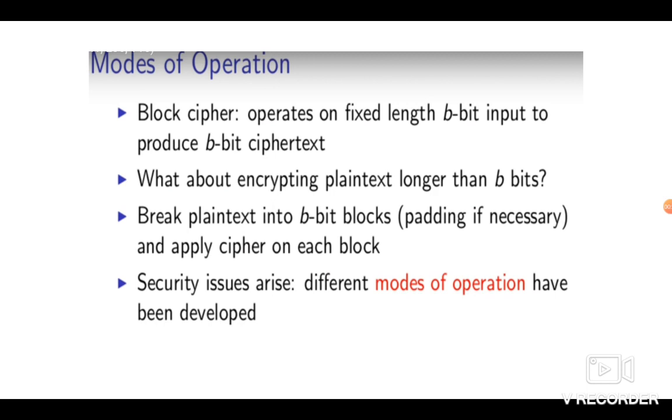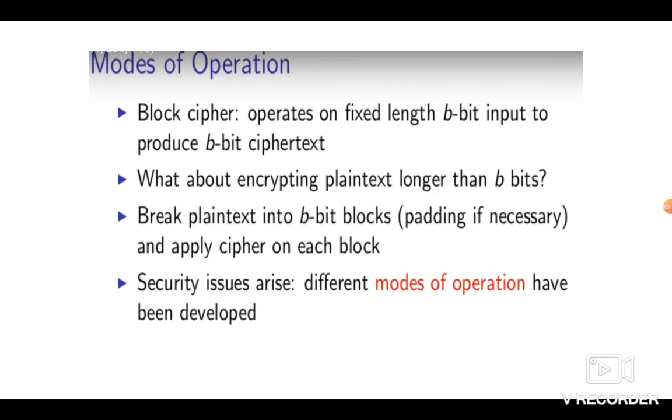So what happens if the plain text length is greater than B bits? In that case, you have to divide the plain text into B bit blocks, and if you want, you have to add necessary zeros, that is padding is applied, and again you have to apply the encryption algorithm and we have to produce the ciphertext block. When the plain text is divided into number of blocks, automatically the security issues arise.